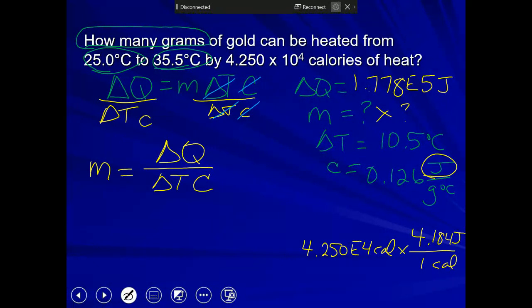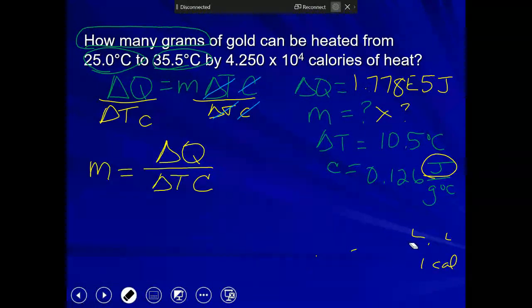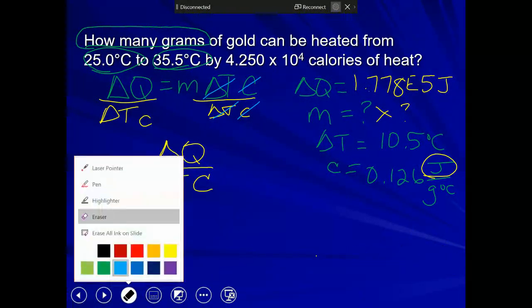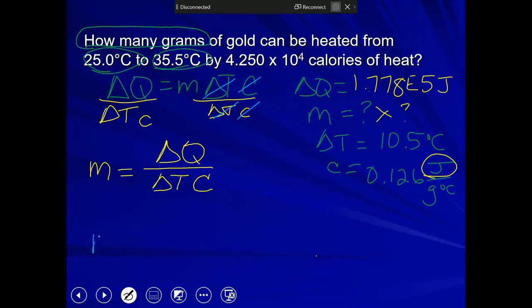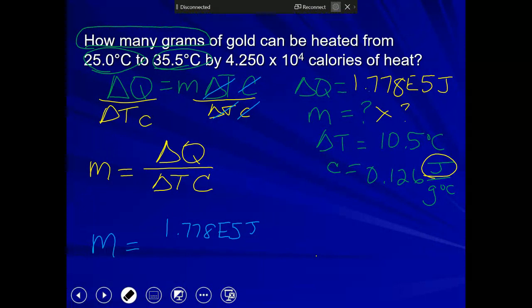So now I'm just going to make a little room for myself here. Now if I am calculating the mass, I put the heat, 1.778 times 10 to the 5th joules. Oh, I didn't mean for it to be that long. Sometimes I get the most random stuff on here. It's really touchy. And then on the bottom, I'm going to put my temperature change. And I'm going to put my specific heat.